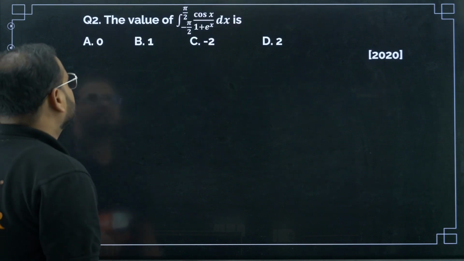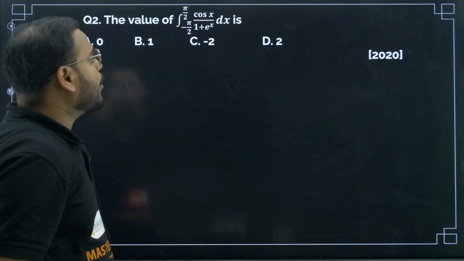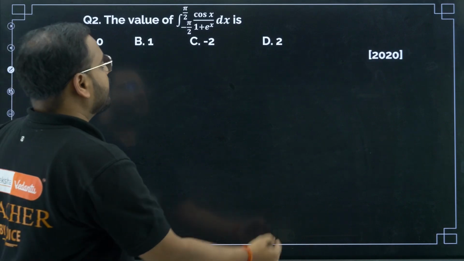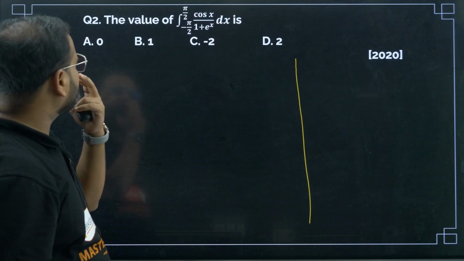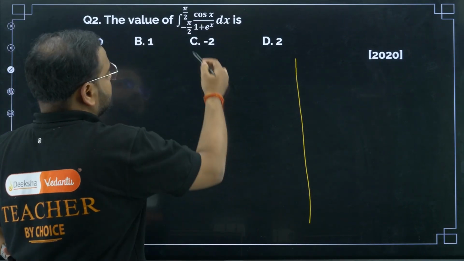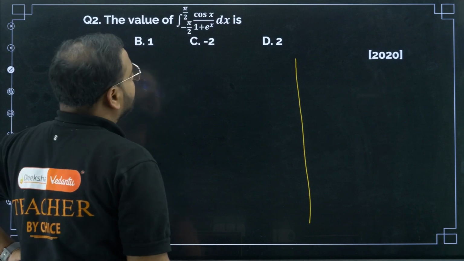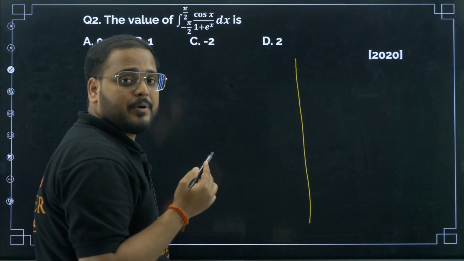Okay, moving on to question number 2. Find the value of the integral from minus pi by 2 to pi by 2 of cos x upon 1 plus e power x. We know this one property, where we can add the limits, and the integration will remain the same. So what is the transformation? This is from the properties of definite integral.